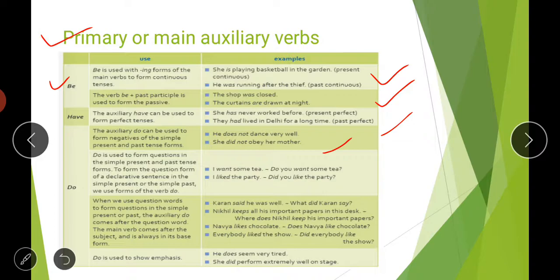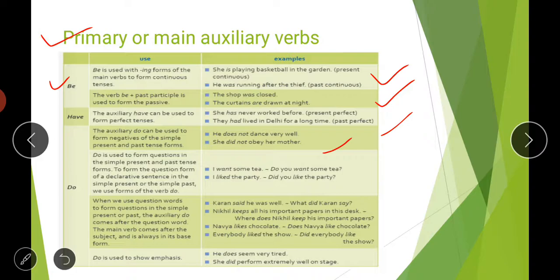Then do is used to form questions in the simple present and past forms. To form the question form of a declarative sentence in the simple present or simple past, we use forms of the verb do. I want some tea, do you want some tea? So we can make a question using the word do. I like the party, did you like the party? So like this we can form questions using these words: do, does, or did. So the second use of do is to make questions.